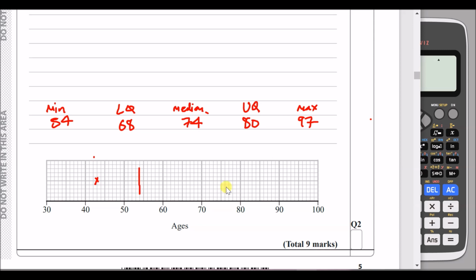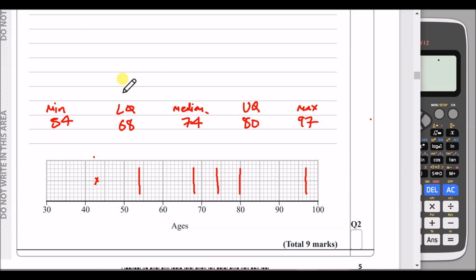Okay. And next one would be the maximum, which is 97, which is at the end. So it should be over here. And then we're going to draw other values. So low quartile 68, which is around here. 74 median is here. And the upper quartile, which is 80, is nicely on that line.